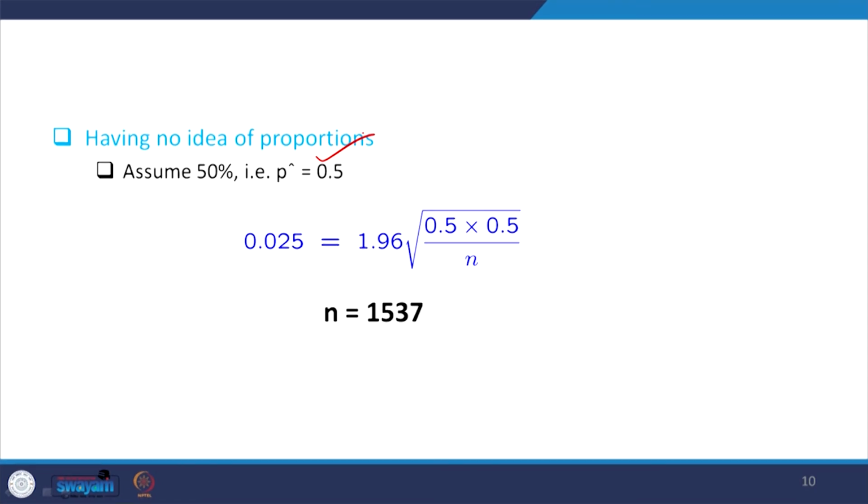If you have a distribution of success versus failure, favor versus against, in this type of context and data, you have to guess. If the guess is correct, then your estimation could be correct. Now if it is 50%, then n is going to be much higher, it is 1537.